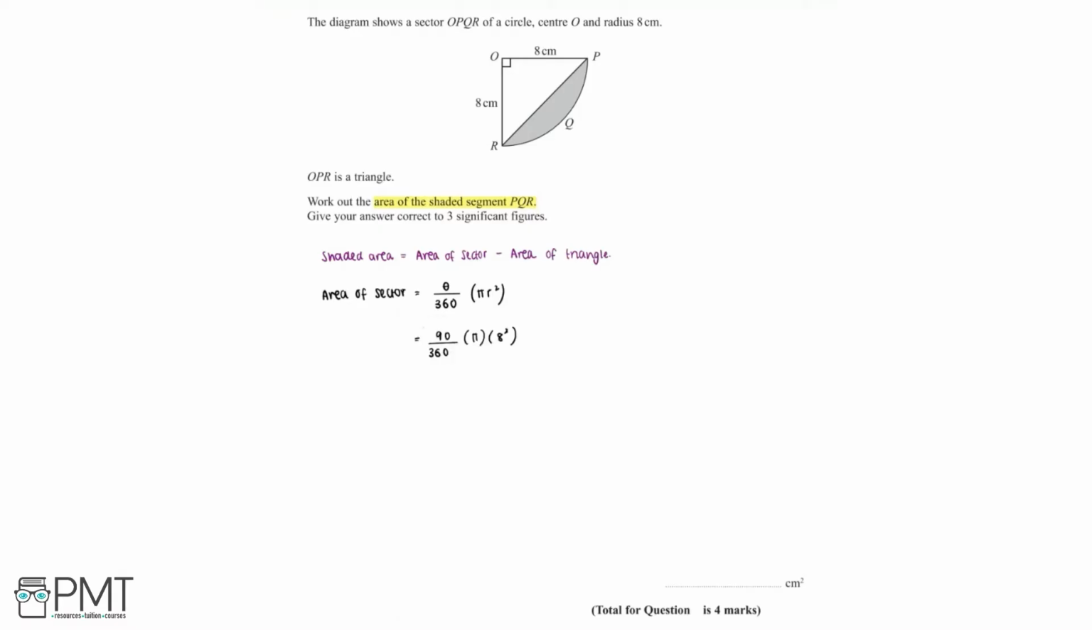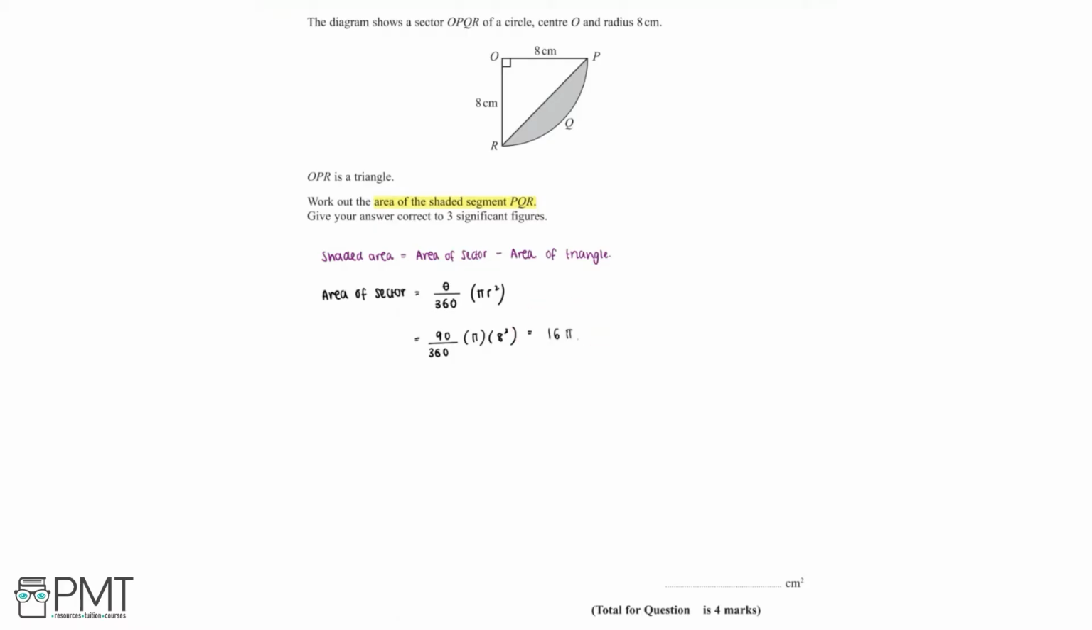We said that theta is equal to 90, and we know that the radius is equal to 8, and so pi r squared becomes pi multiplied by 8 squared. Now we know that 8 squared is equal to 64, and 90 over 360 can be simplified to 1/4. And so 1/4 multiplied by pi multiplied by 64 is equal to 16 pi.